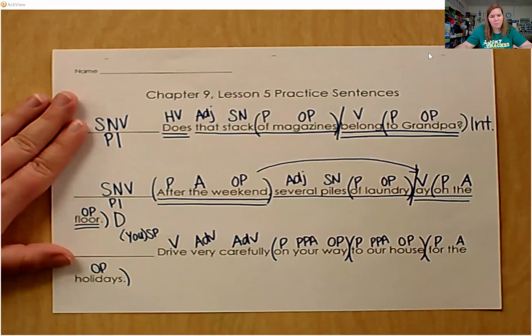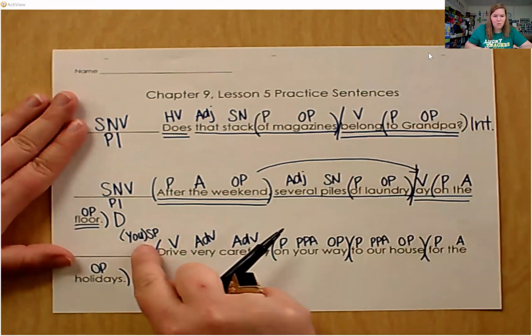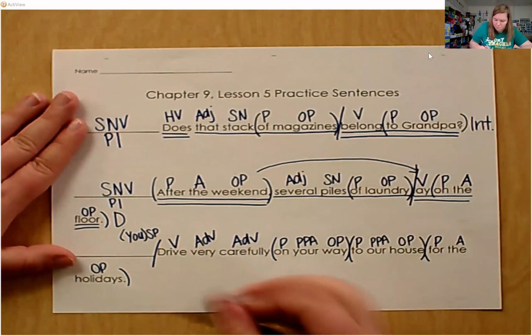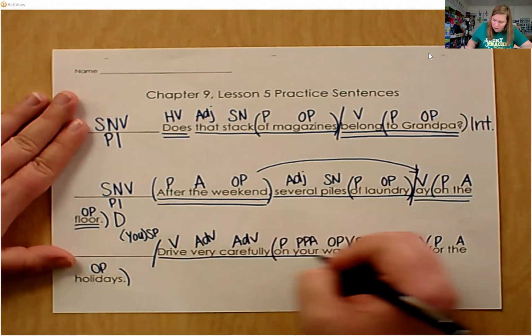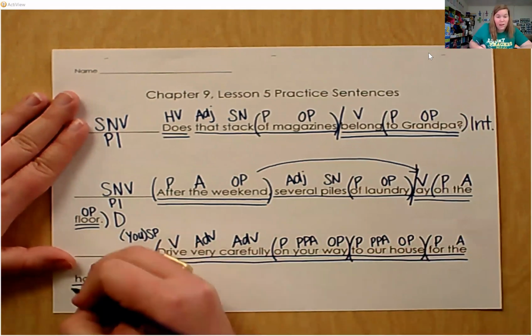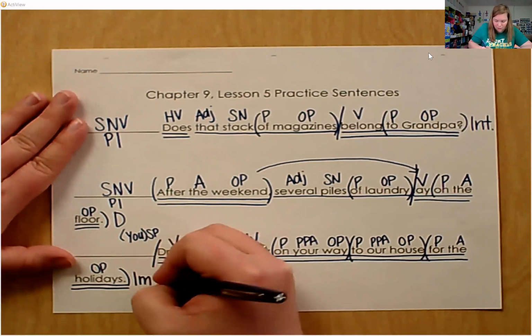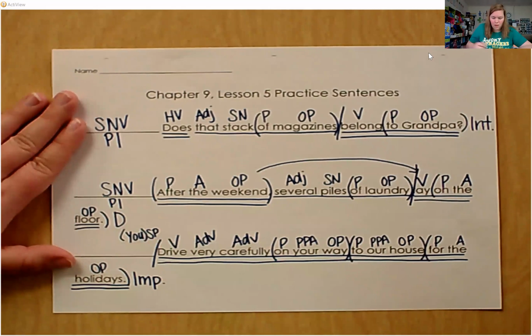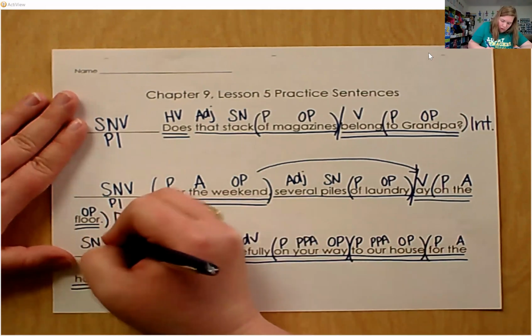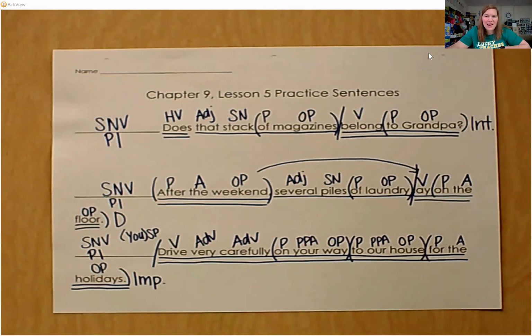Where should I draw the line? Right before the verb. The subject is you. The whole sentence is the predicate. Drive very carefully on your way to our house for the holidays. This is a command, period, command, imperative sentence, IMP. Subject, noun, verb, pattern 1. All right, I hope that you took some time to change your answers from the first time. This is a completion grade, so I'll just check to make sure that you did correct everything.